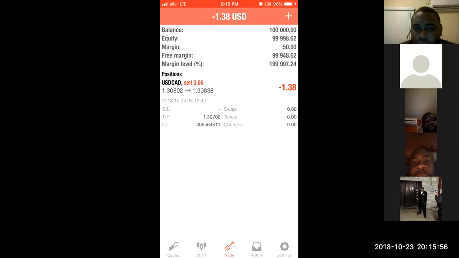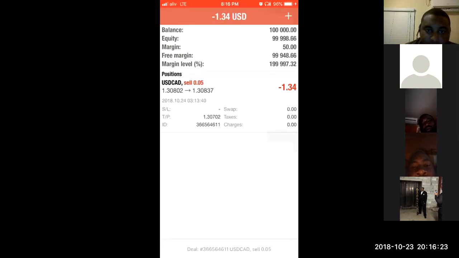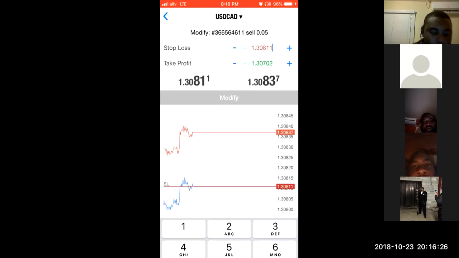I don't normally use a stop loss, but just to show you all how to do it, I'm going to add 30 pips to my entry point, not my take profit. My entry point is 1.30802. I'm going to disregard the 2, which is the last number on my entry point, and add 30 to it. So I'm going to hold down the trade, hit modify, go to my stop loss.